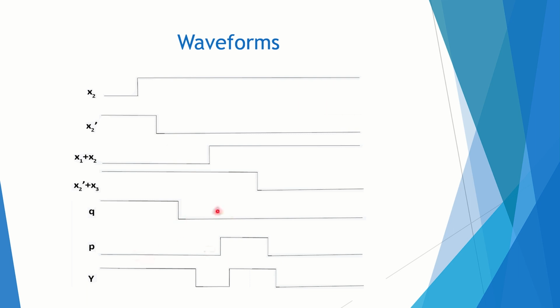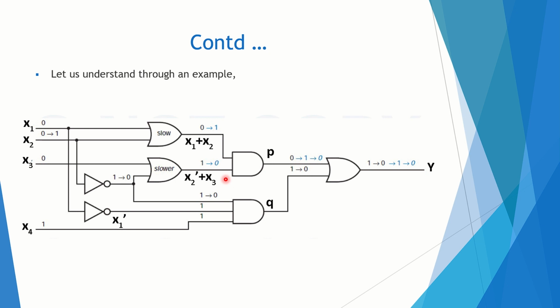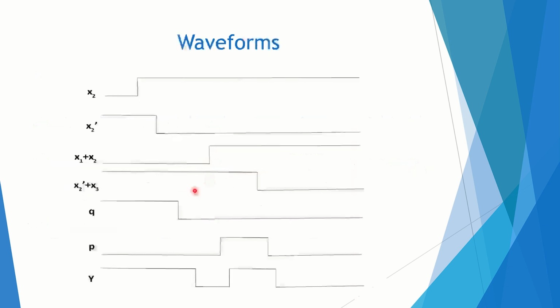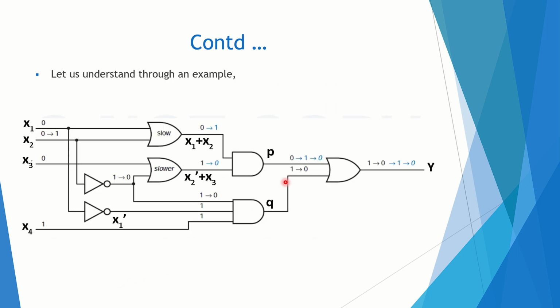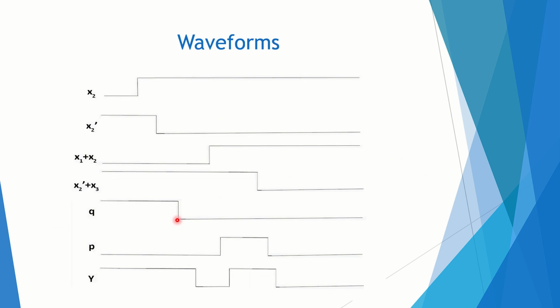Q, and P is an AND operation of these 2 variables. See here, P is the AND operation of x1 plus x2 and x2 bar plus x3. So after a certain delay, it will go like this. You can imagine here. Finally, the output y is the OR operation of P and Q.